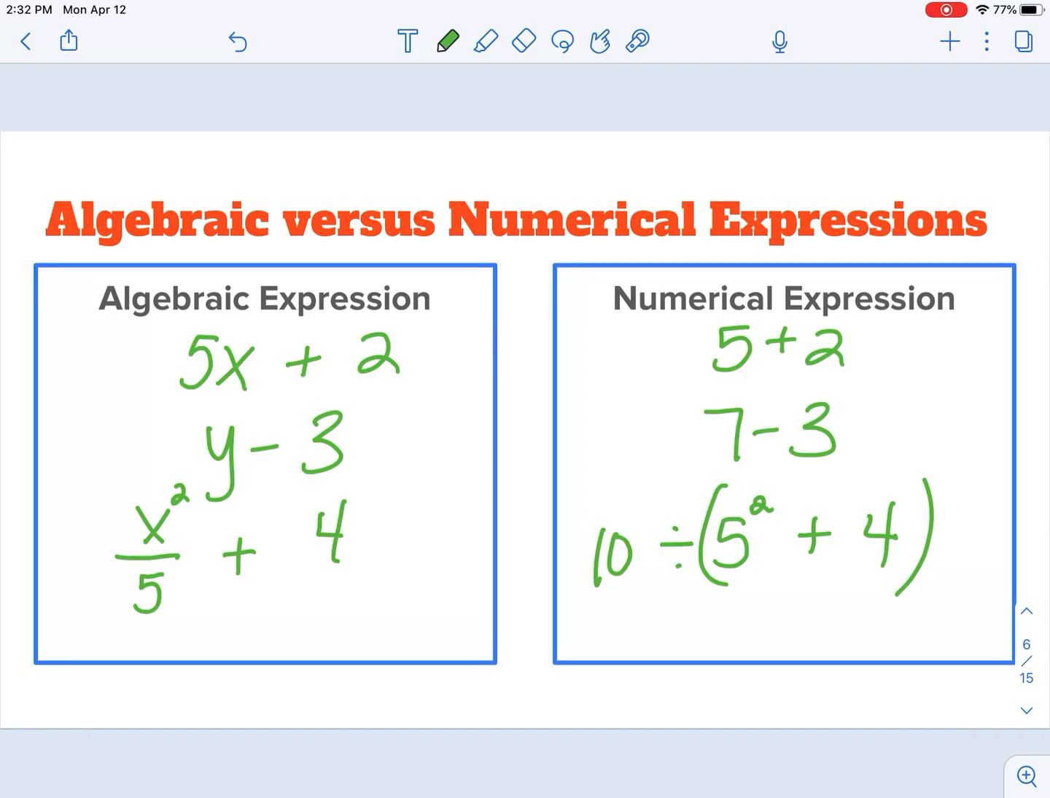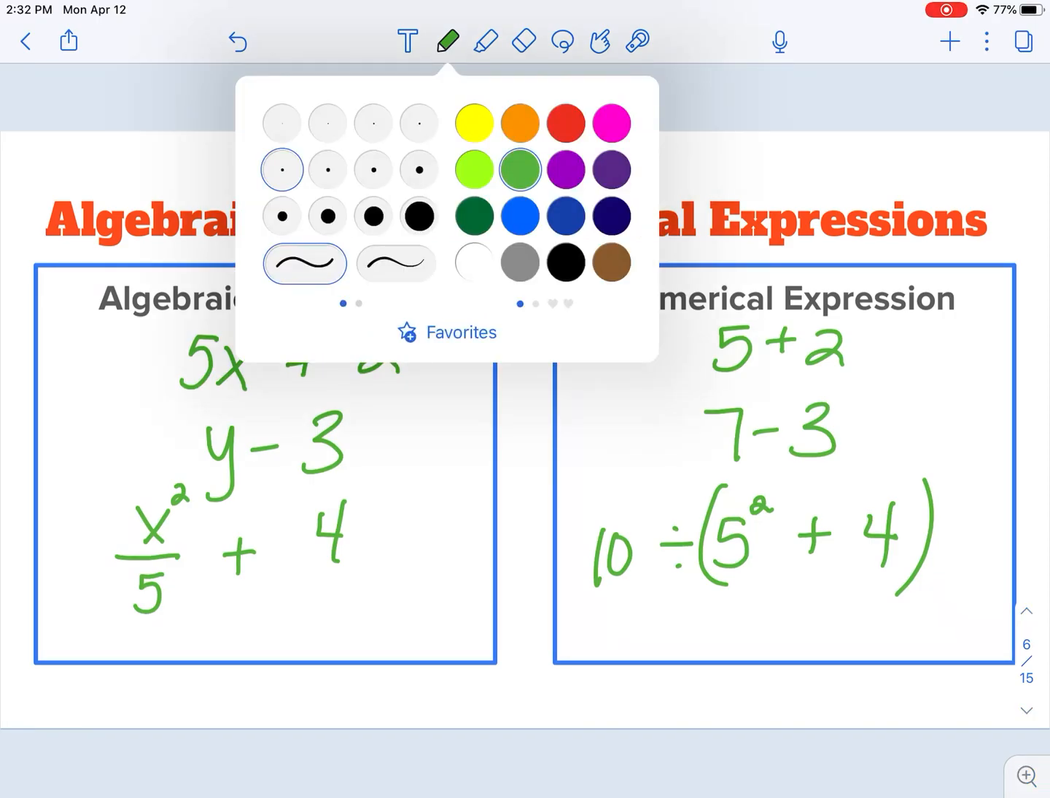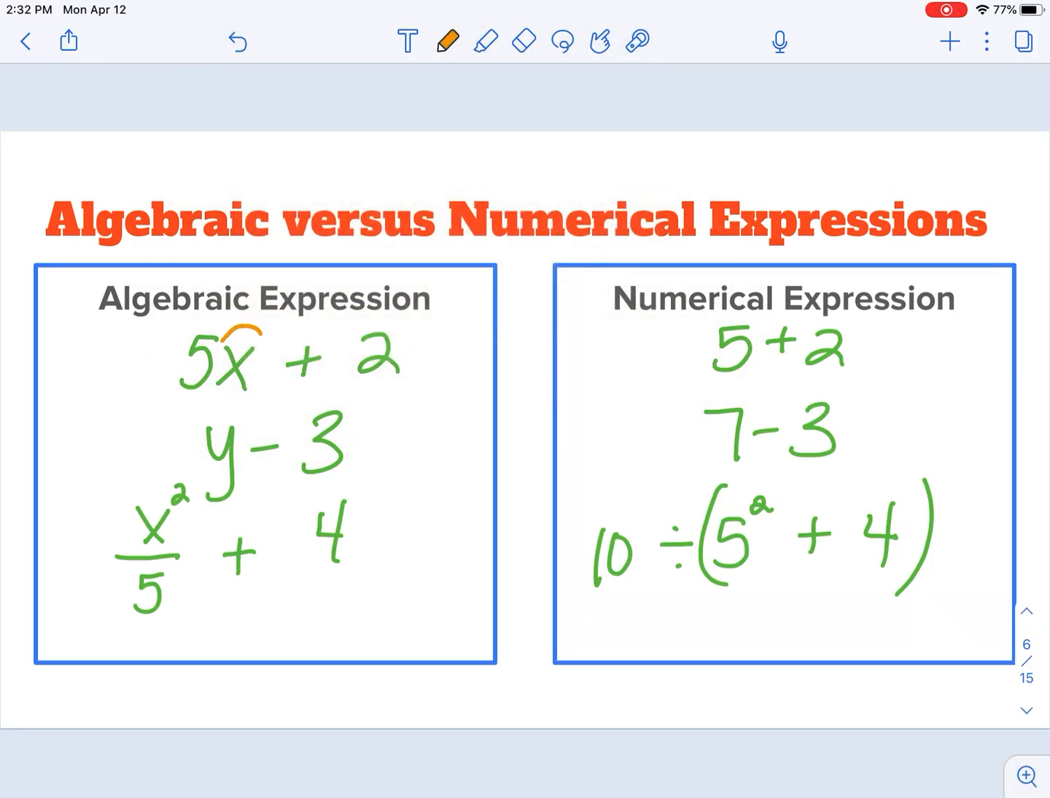But the big difference is that the algebraic expression has to have this thing called a variable. It has to have this letter in there. Again, it doesn't matter what the letter is, but algebraic expressions have to have variables.